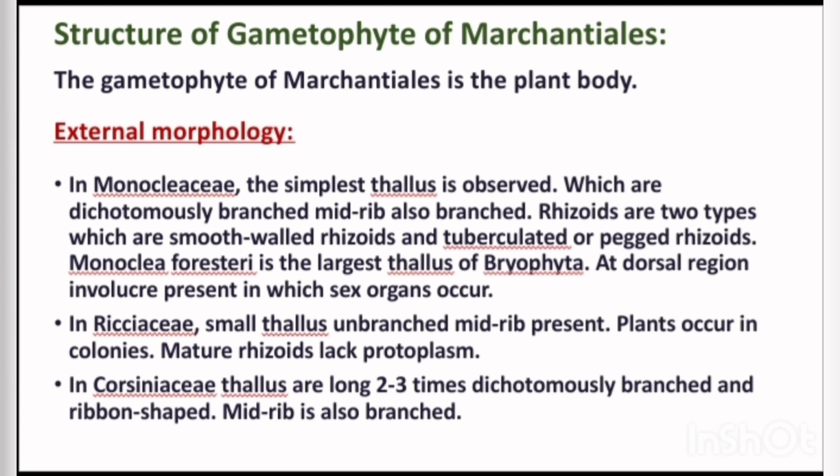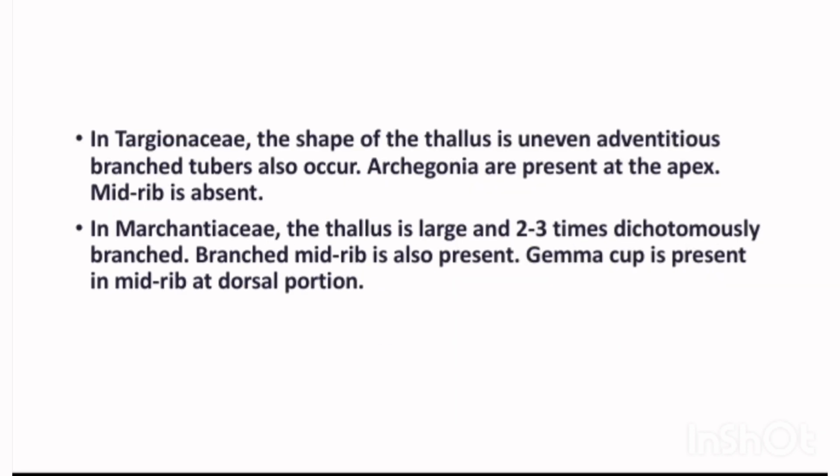In Corsiniaceae, the thallus is long, 2 to 3 times dichotomously branched, and ribbon shaped. The midrib is also present and it is branched. In Targioniaceae, the shape of the thallus is uneven, with adventitious branches. Branched tubers also occur. In Marchantiaceae, the thallus is large and 2 to 3 times dichotomously branched. Gemma cups are present on the midrib at the dorsal portion.